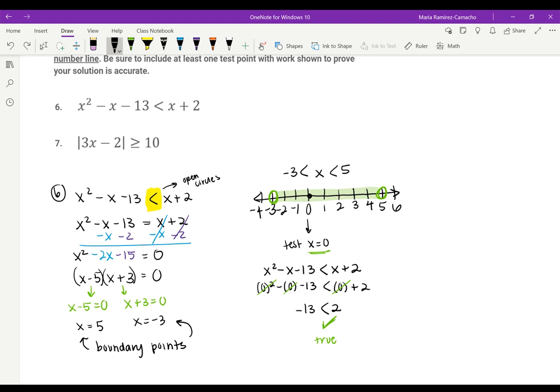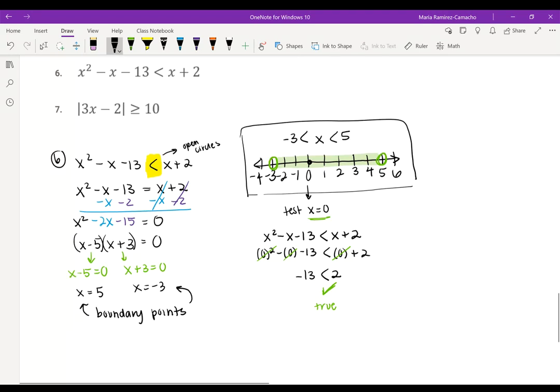Okay, but there's our complete solution. And again, we did test 1 point to prove that our solution was accurate. So we've got 6 done. Now let's move on to problem number 7.